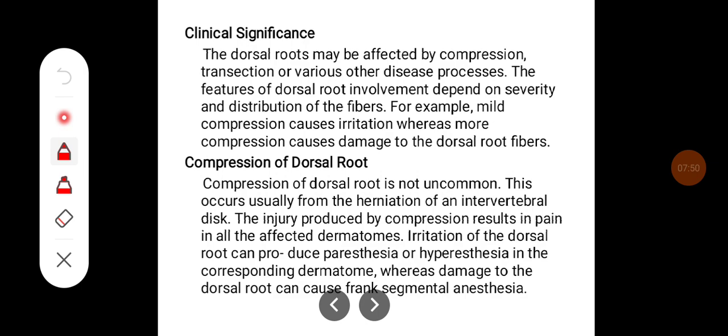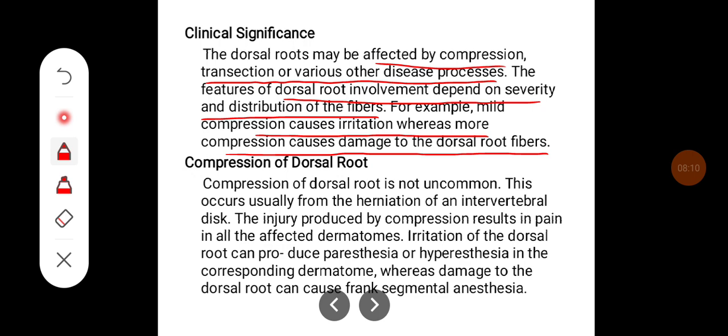Clinical significance: the dorsal roots may be affected by compression, transection, or various other disease processes. The features of dorsal root involvement depend on severity and distribution of the fibers. For example, mild compression causes irritation, whereas more compression causes damage to the dorsal root fibers. Compression of the dorsal root is not uncommon. This occurs usually from the herniation of an intervertebral disc. The injury produced by the compression results in pain in all the affected dermatomes.